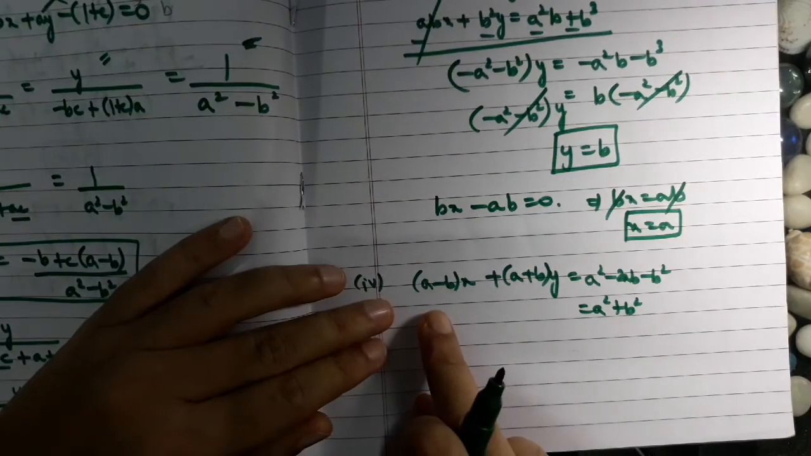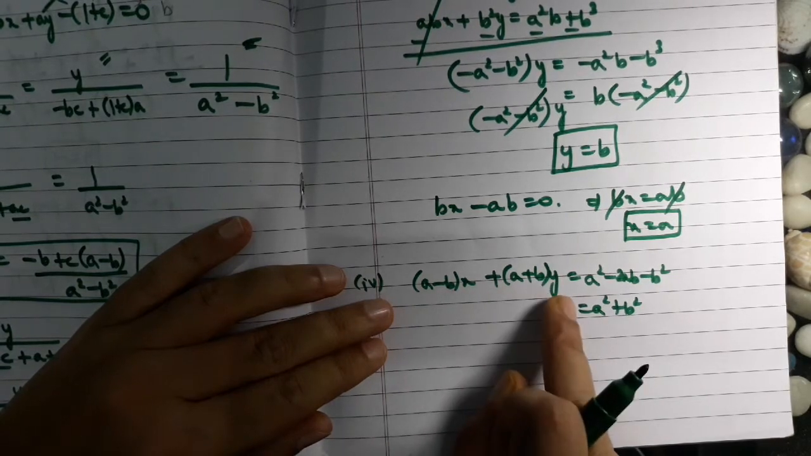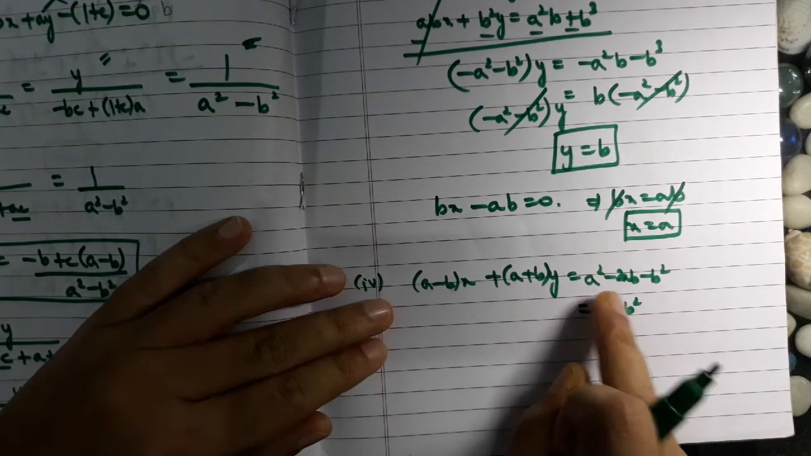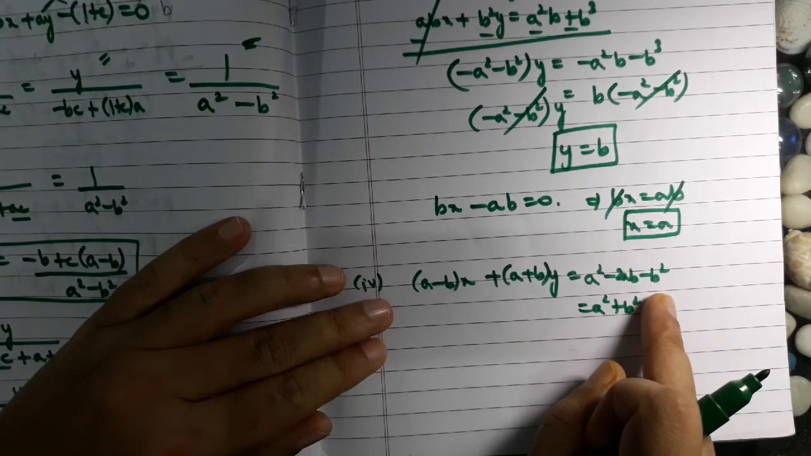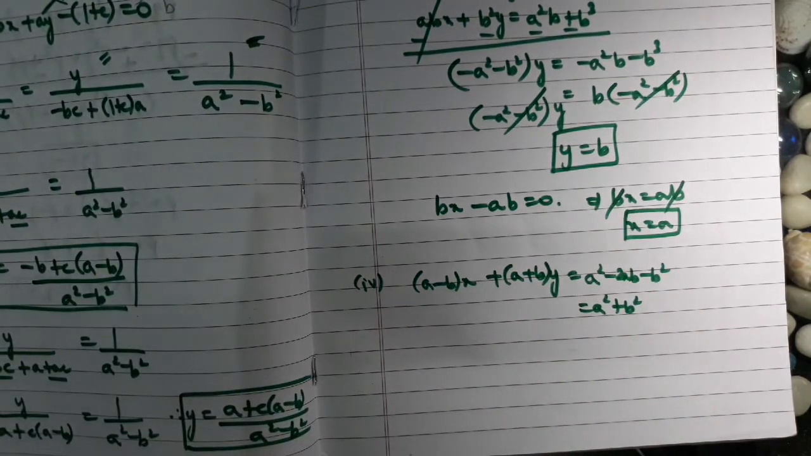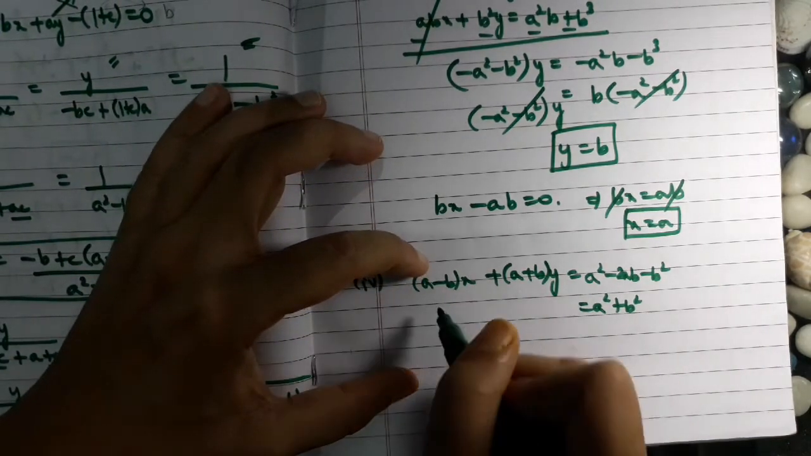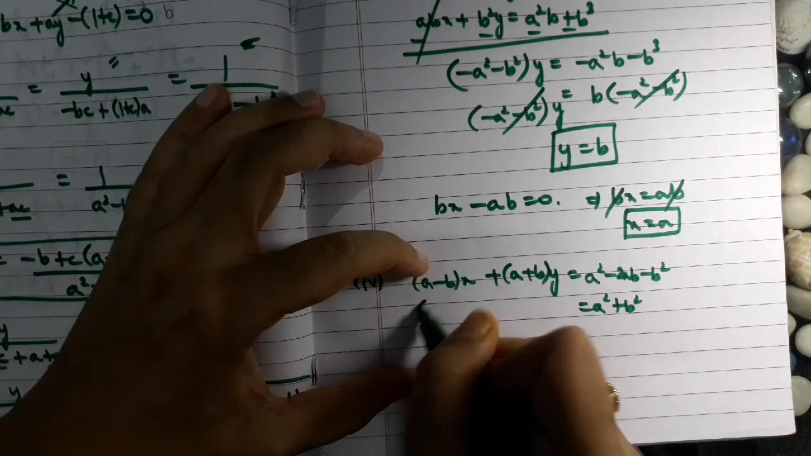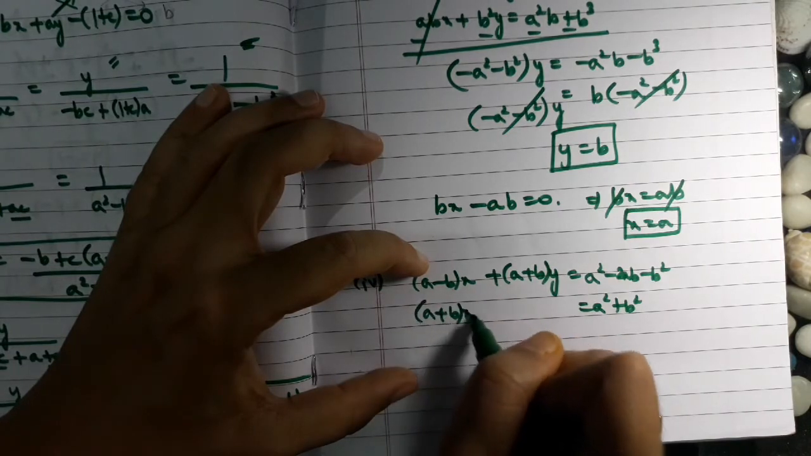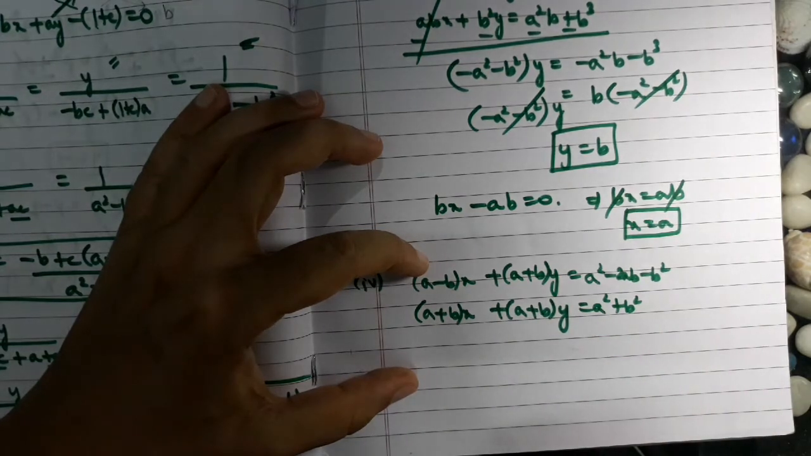Now let us solve this question. A minus b into x plus a plus b into y is equal to a square minus 2ab minus b square, and the second equation given to us is a plus b into x plus y. So a plus b whole into x plus y can be written as a plus b into x plus a plus b into y. We can write it like this. This is equal to a square minus b square.